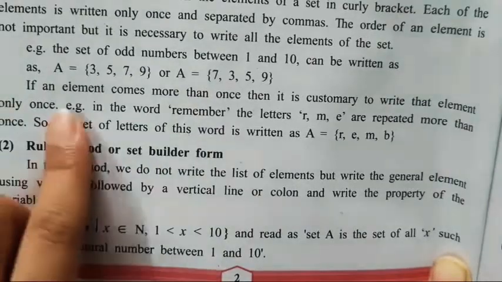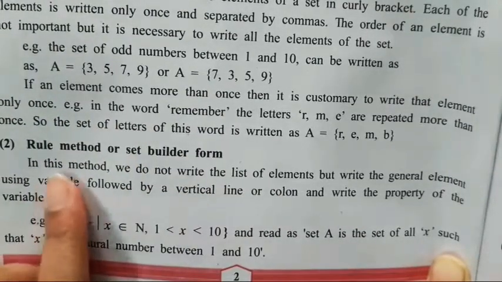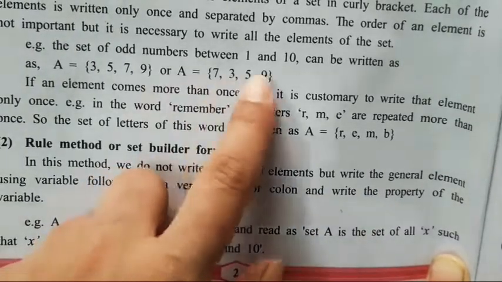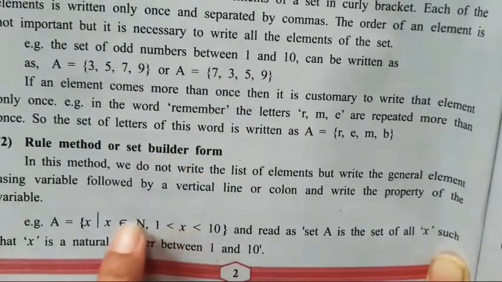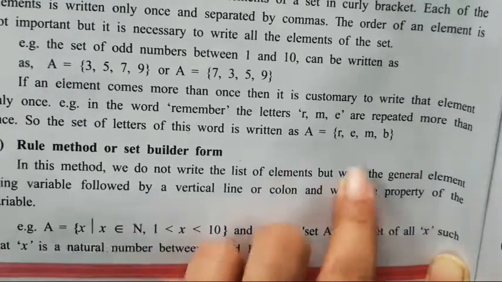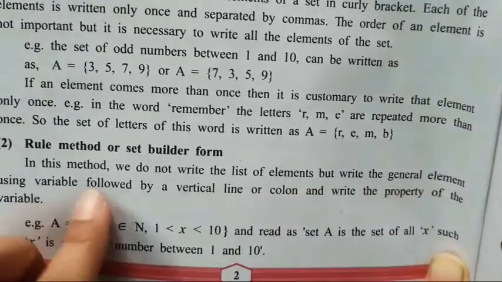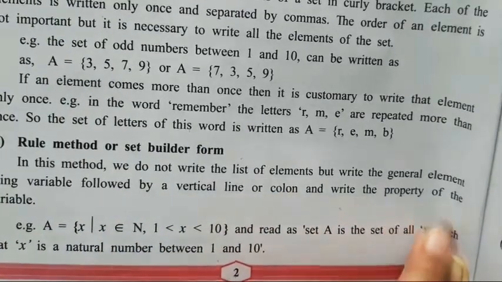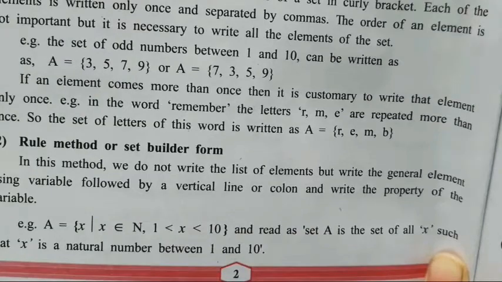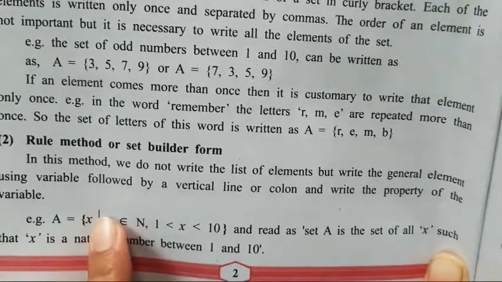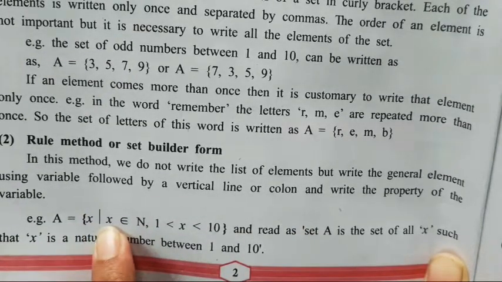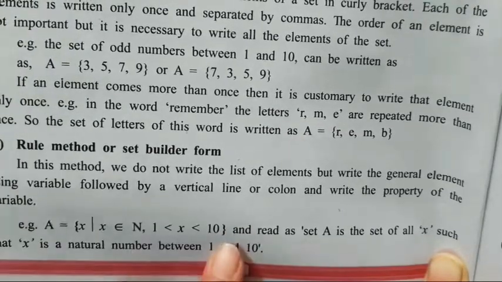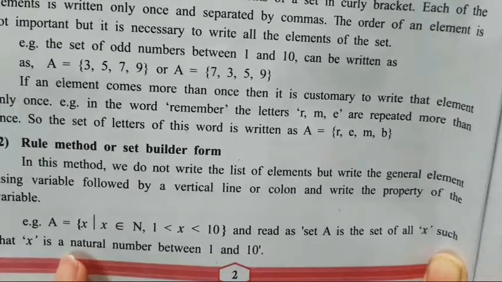But what about rule or set builder form? This is important. In this method we do not write the list of elements. It means we will not write the list. We will write it in this form. I'll explain this. We write the general element using a variable followed by a vertical line or colon, and then write the property of the variable. It means you have to show it by a vertical line or by a colon, and it is again written in curly brackets. Now I'll explain one example.